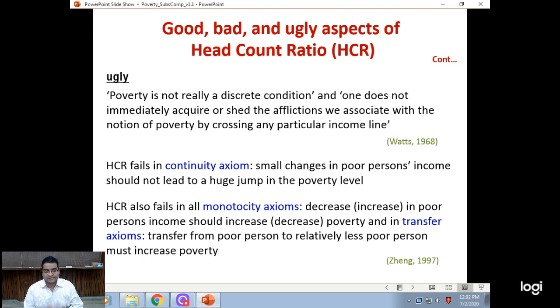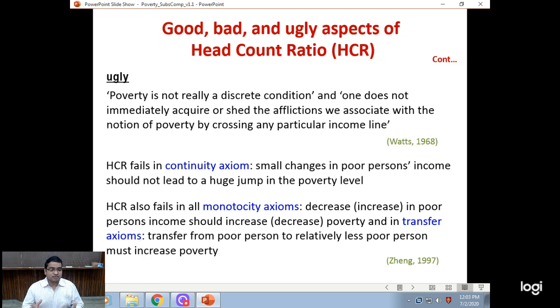So in that sense, it will not satisfy the continuity axiom. Also, it will not satisfy the monotonicity axiom, which basically says that a decrease in the poor person's income should actually lead to an increase in poverty. That is quite straightforward. And the headcount ratio would not satisfy that because it doesn't account for the level of poverty.